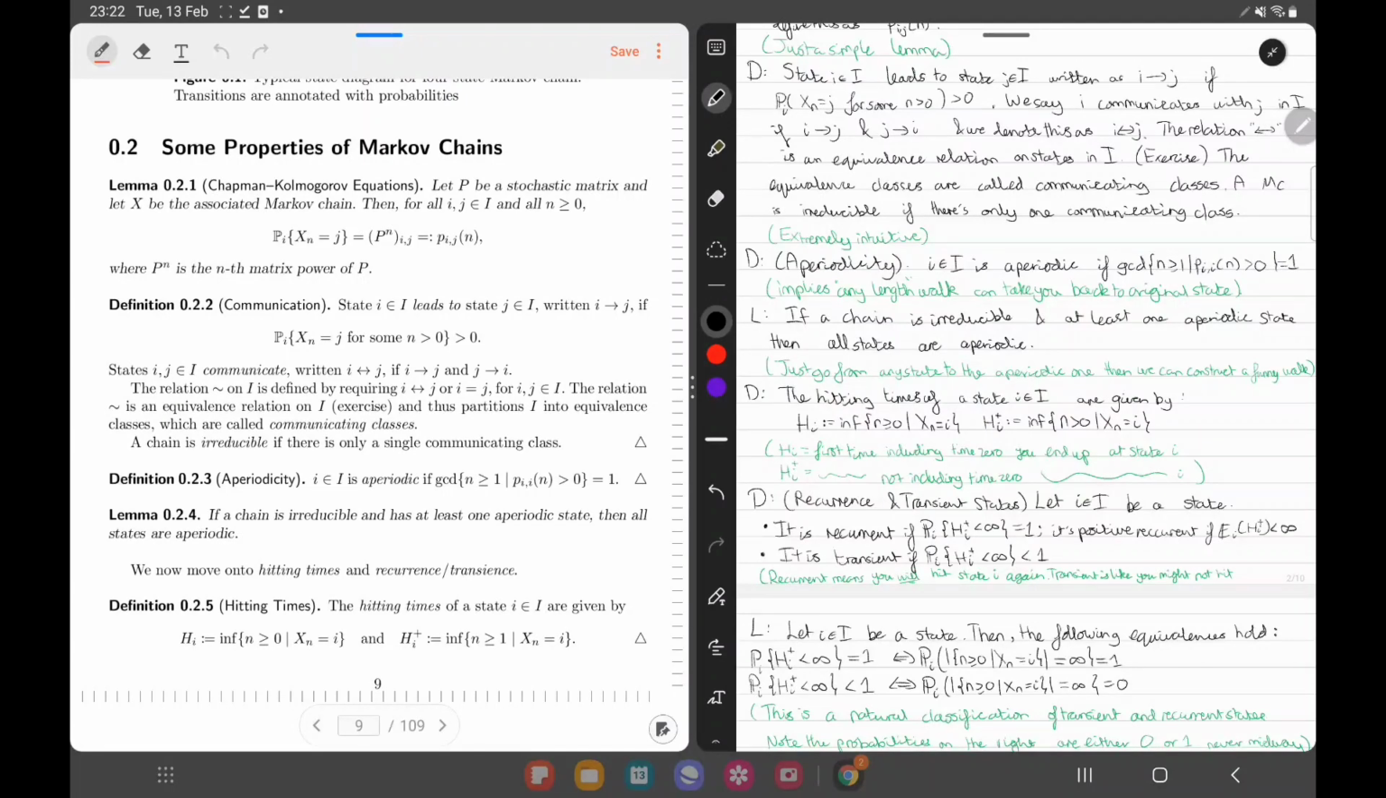In fact, they deliver a nice little lemma afterwards. If the chain is irreducible and has at least one aperiodic state, then all states are aperiodic. And that's sort of to say that irreducible just basically means every state can talk to one another. Okay, so it's one massive communicating class of states in a Markov chain.